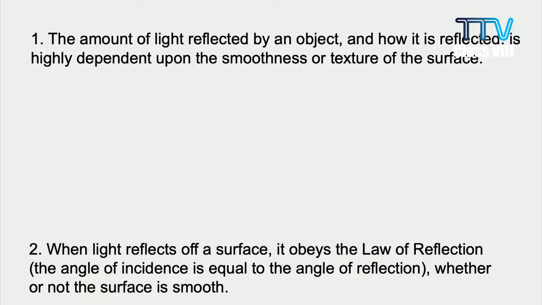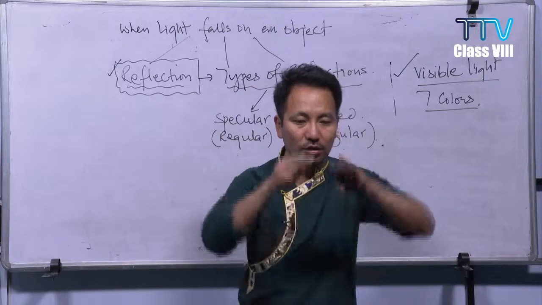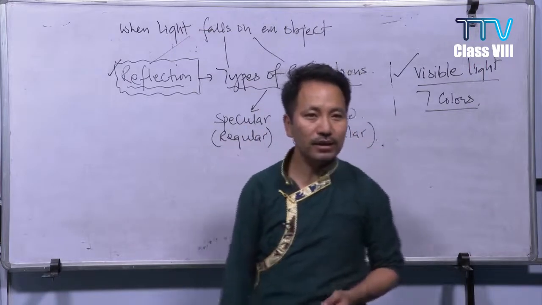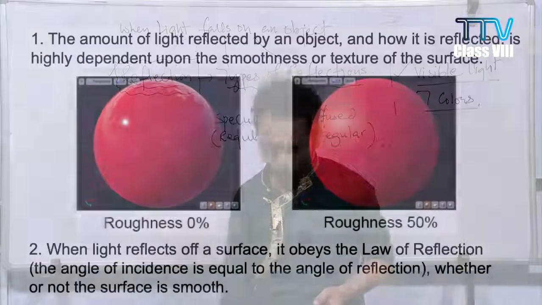The amount of light reflected by an object and how it is reflected is highly dependent on the smoothness or texture of the surface. Right? Let's consider the two cases. Right? Ball.